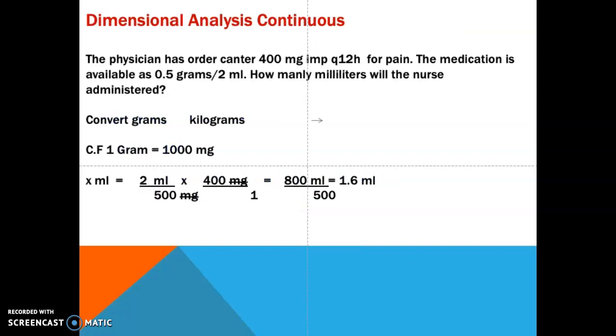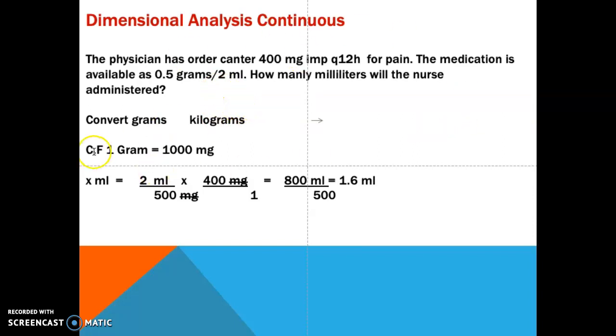We have another simple dimensional analysis problem here. The physician has ordered Cantor 400 milligrams every 12 hours for pain. The medication is available as 0.5 grams per 2 mL. How many milliliters will the nurse administer?